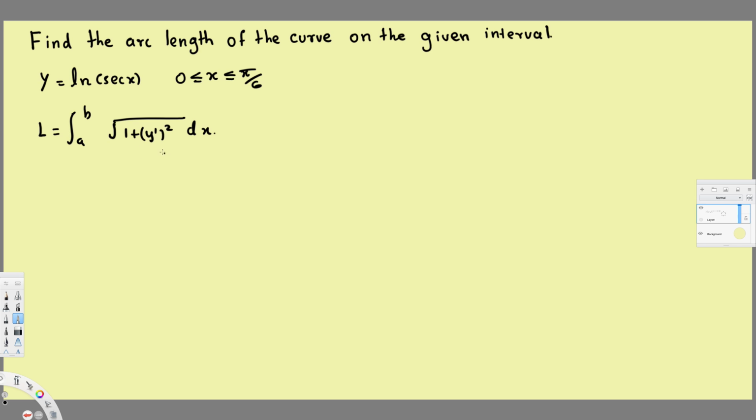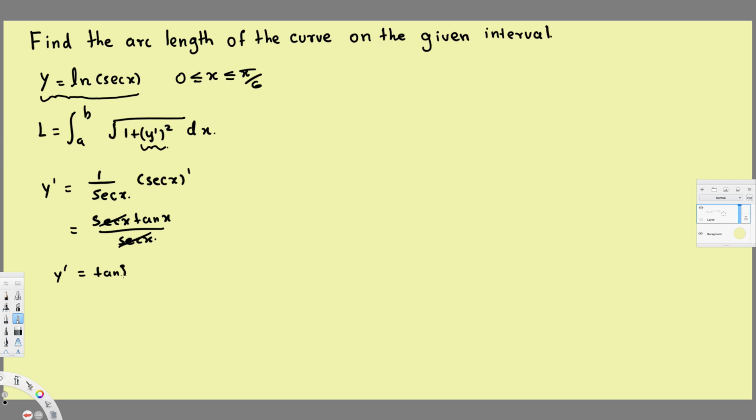But before we do this, we can find y prime separately, and then plug it into this square root. So let's find y prime first. We have y equals ln sec x, and this is the one we are going to differentiate. The derivative is 1 over sec x, and this is a chain rule, so the outside derivative is 1 over sec x and the inside derivative is sec x prime. The derivative of sec x is sec x tan x, so we have sec x tan x over sec x. Here sec x cancels, and we are left with tan x, so y prime is equal to tan x. Now we have to square this, so y prime squared is tan squared x.